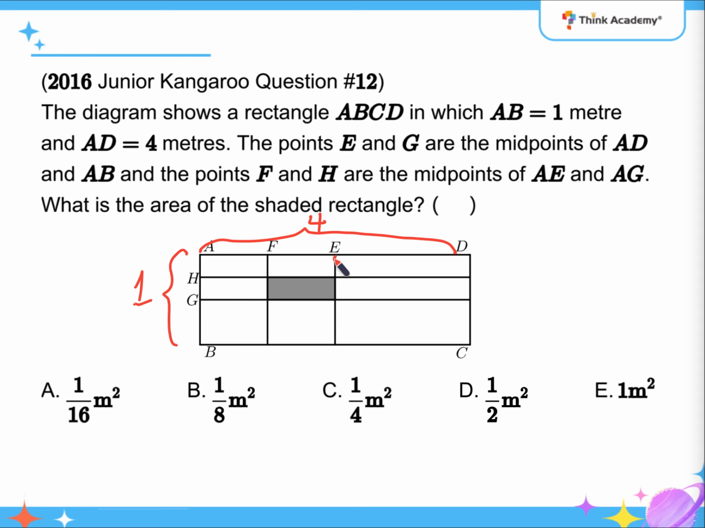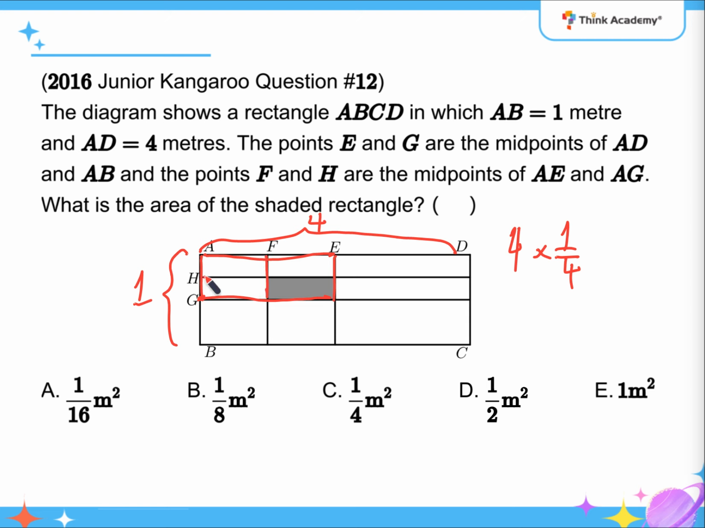So first of all, if I am just trying to look at this rectangle, it's going to be a quarter of the whole rectangle because E and G are both the midpoints, right? So it means that it's going to be a quarter of the original rectangle, which has 4 meters squared as the area. So it's a quarter of 4, which is 1.